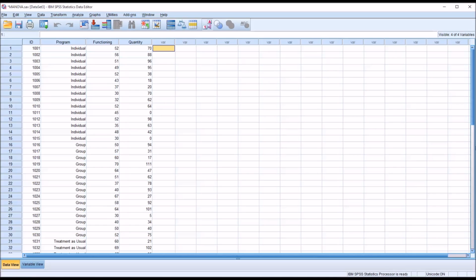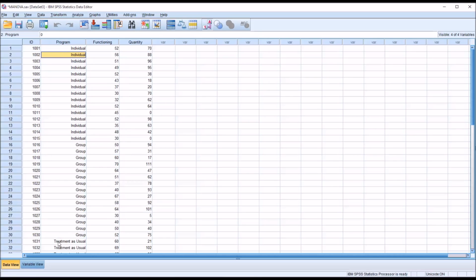So a MANOVA allows us to look for differences across several dependent variables. In this example, and these are fictitious data, we have an ID variable and an independent variable, and there are three levels to this independent variable. Let's say these data are collected from a substance use facility, specifically treating alcohol use disorder.